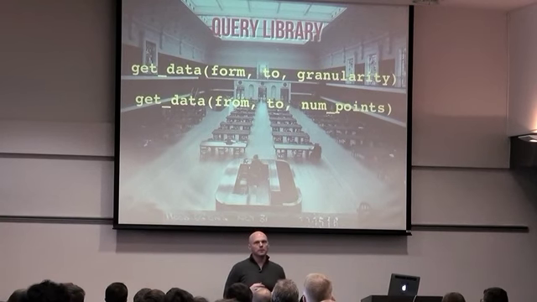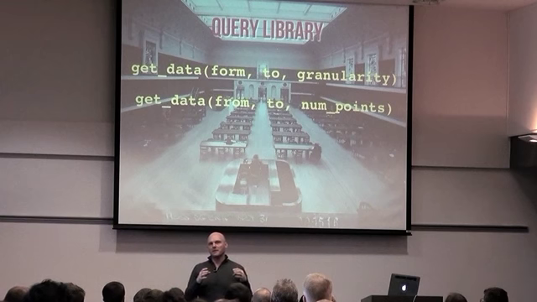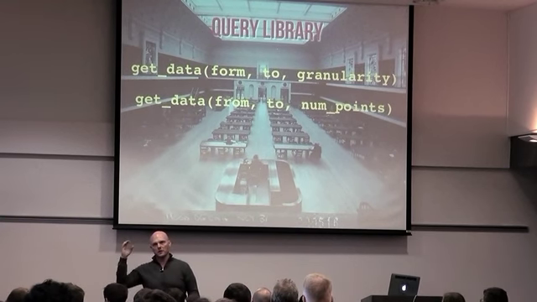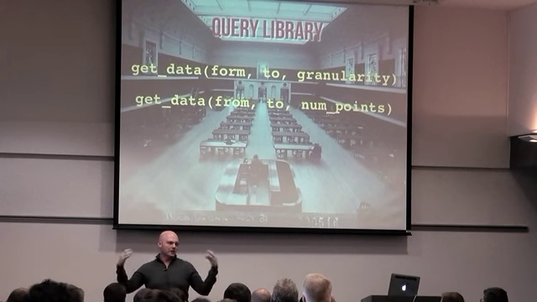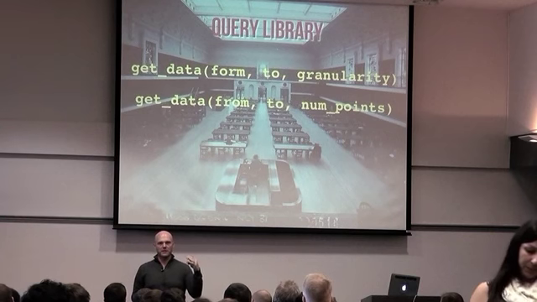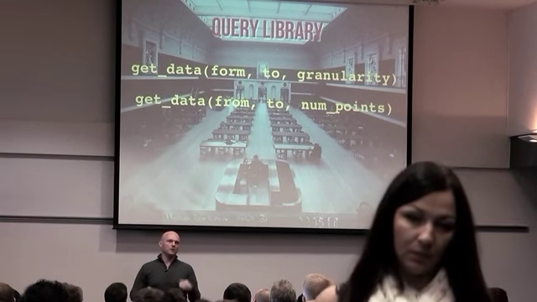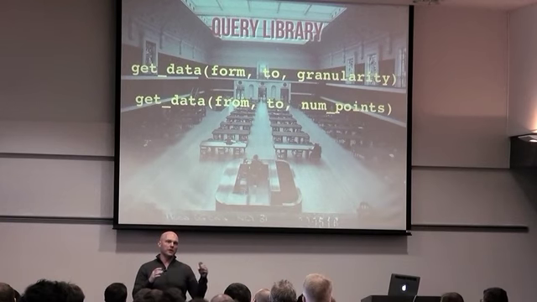Querying, we just have 2 simple methods. We have one getData method that says, get me all the data from this range of time for this granularity, which, if you're not careful, can return a lot of data. And so we've also added another method that says, okay, I just want X number of data points, and it will choose the right granularity for you and then give you back the data points.